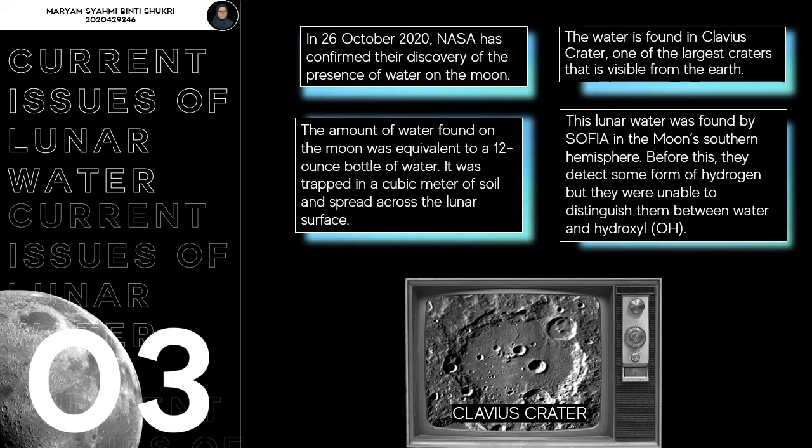On 26 October 2020, NASA confirmed the discovery of the presence of water on the moon. This lunar water was found by NASA's Stratospheric Observatory for Infrared Astronomy, SOFIA, in the moon's southern hemisphere. Before this, they detected some form of hydrogen, but they were unable to distinguish between water and hydroxyl. The water is found in Clavius crater, one of the largest craters that is visible from the Earth. The amount of water found on the moon was equivalent to a 12-ounce bottle of water. It was trapped in a cubic meter of soil and spread across the lunar surface.